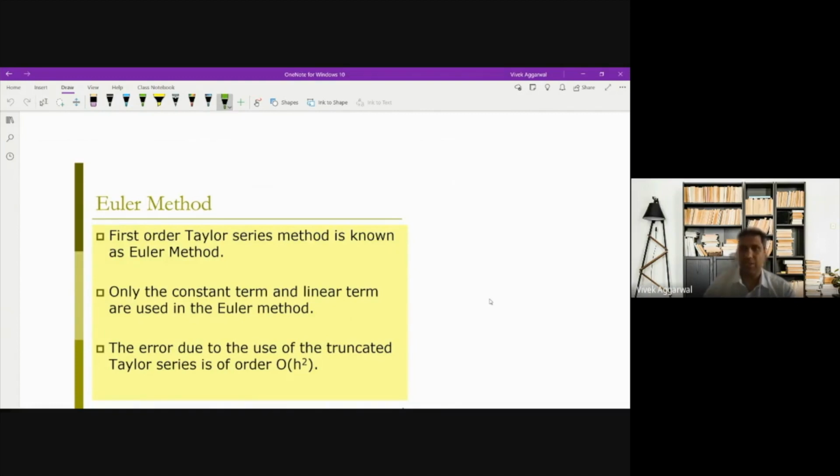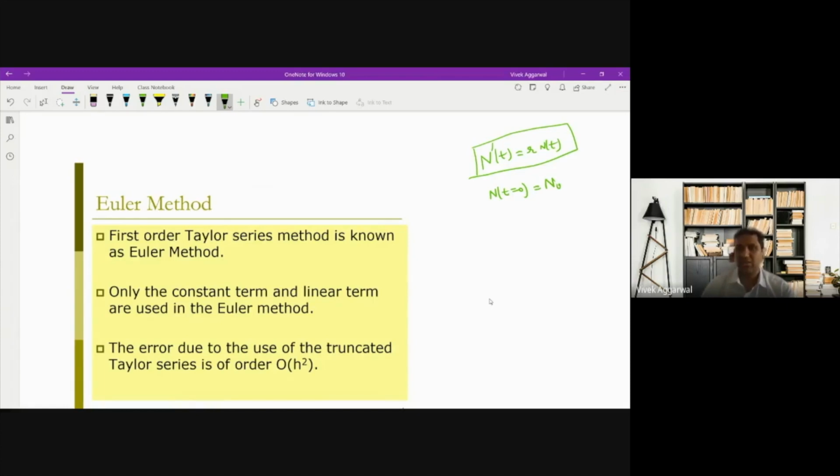Suppose I take the population model, that is N dash t is equal to some growth factor r times N of t. So this is a simple growth model with some initial condition. At t equal to 0, it has some value N naught.